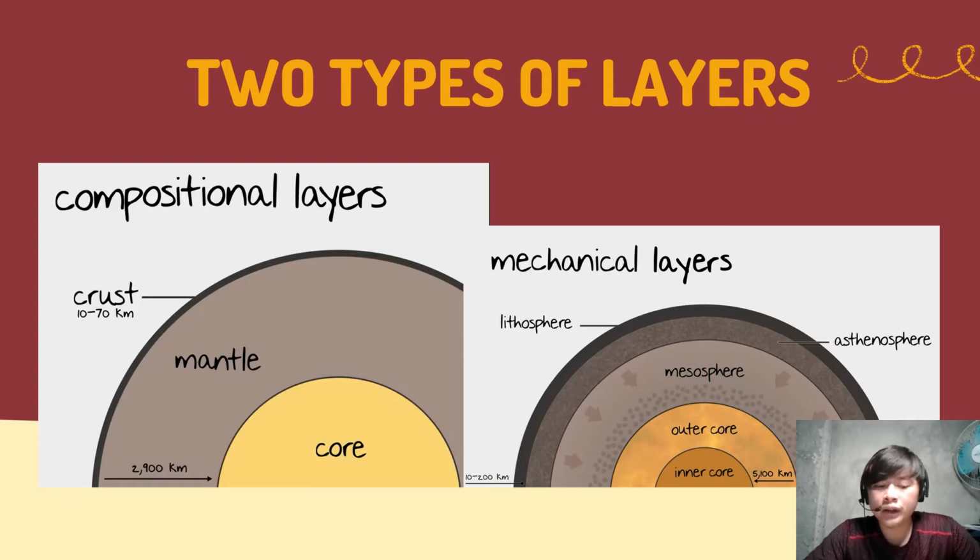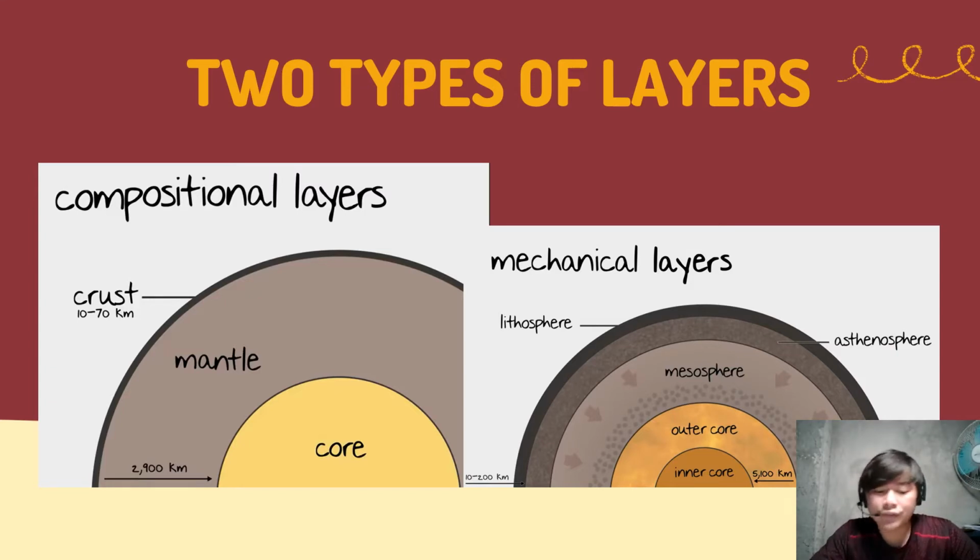However, if we take how the inside of the Earth behaves, then we can divide it even further into mechanical layers. These are the lithosphere, asthenosphere, mesosphere, the liquid outer core, and the inner core. The lithosphere is the outermost layer of the Earth, which contains the entire crust and the topmost layer of the mantle.